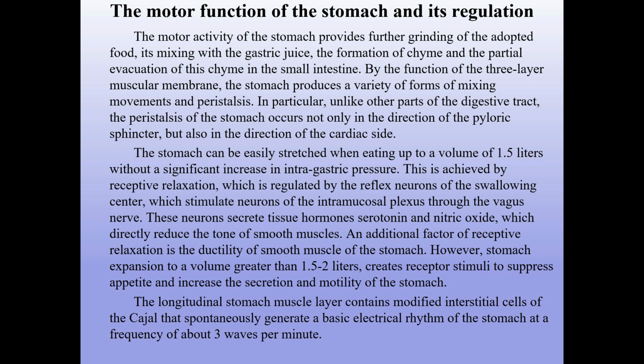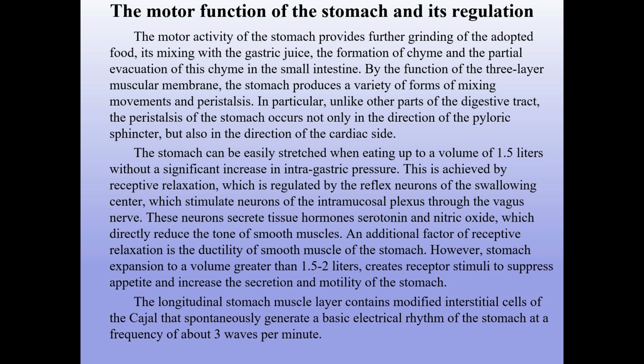The motor function of the stomach and its regulation. The motor activity of the stomach provides further grinding of the ingested food, its mixing with the gastric juice, the formation of chyme, and the partial evacuation of this chyme into the small intestine. By the function of the three-layer muscular membrane, the stomach produces a variety of forms of mixing movements and peristalsis. In particular, unlike other parts of the digestive tract, the peristalsis of the stomach occurs not only in the direction of the pyloric sphincter, but also in the direction of the cardiac site.